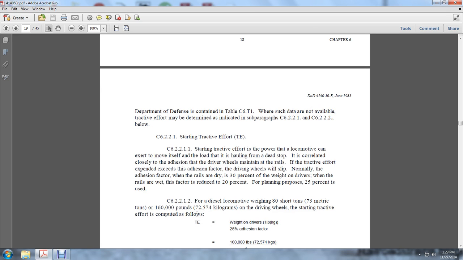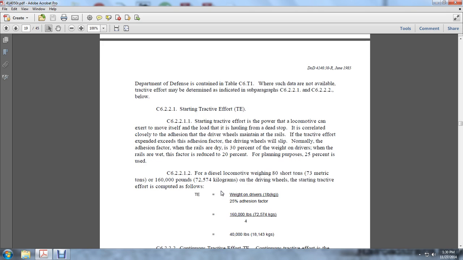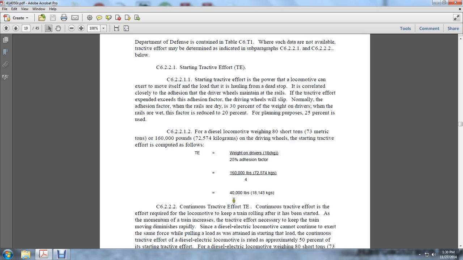For a diesel locomotive weighing 80 short tons, or 73 metric tons, or 160,000 pounds, or 72,574 kilograms, the starting tractive effort is computed as follows. The weight on the drivers, in pounds or kilograms, times the 25% adhesion factor. For a diesel locomotive weighing 80 short tons, 160,000 pounds divided by 4 equals 40,000 pounds.